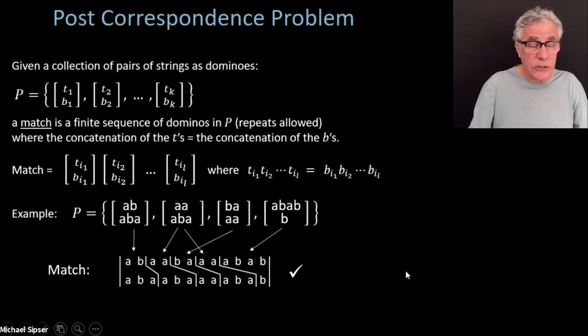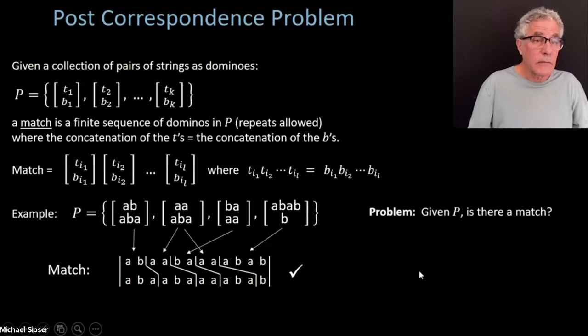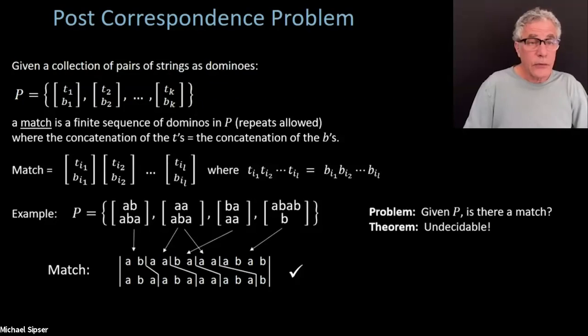Now, it's not always obvious. Some collections of dominoes may not have a match. And so the computational problem is: is there a match? And the theorem that we're going to prove today is that this problem is undecidable.